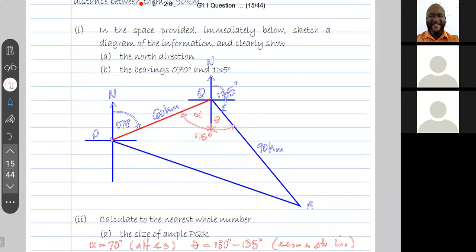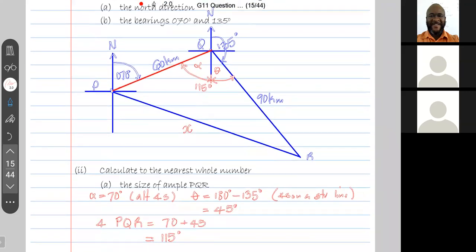If we look at the triangle now, you'll notice that this is a non-right angle triangle in which I know the length of two sides and the inclusive angle. Guys, if you know the length of two sides of a non-right angle triangle and the inclusive angle between them, and you want to find the length of the third side, you're going to use the cosine rule. I need to use the cosine rule to find x.